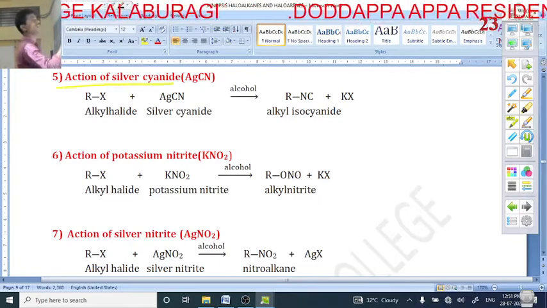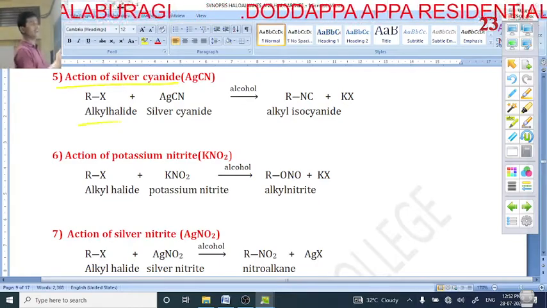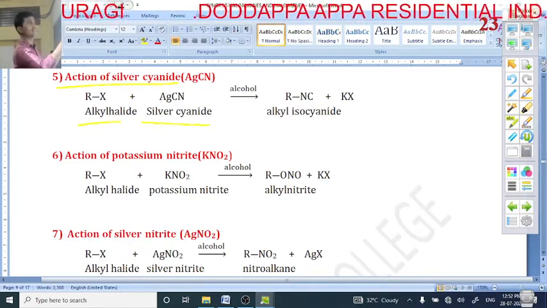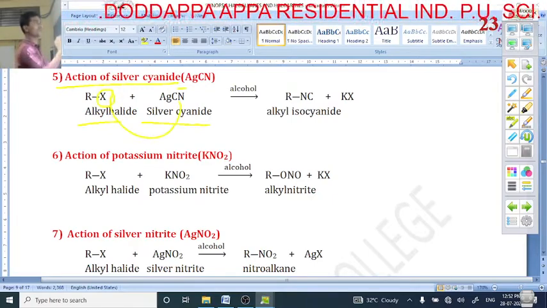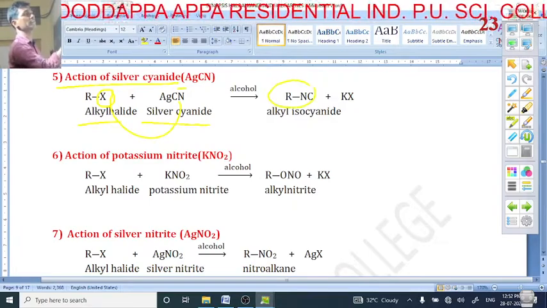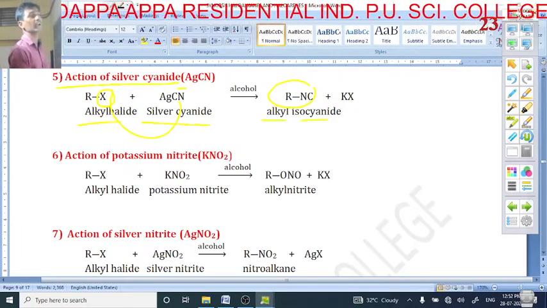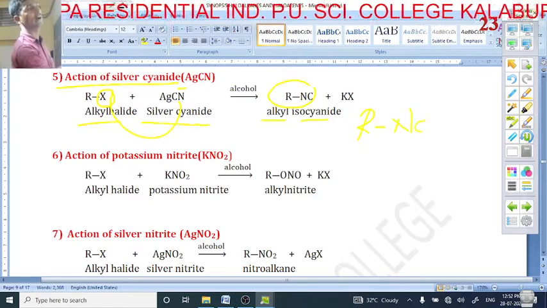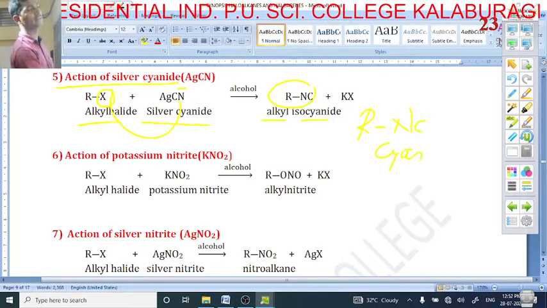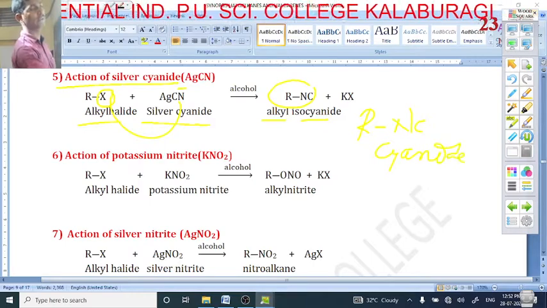Action of silver cyanide. Alkyl halide reacts with silver cyanide. CN is a nucleophile. It substitutes X. It gives RNC, which is read as alkyl isocyanide.